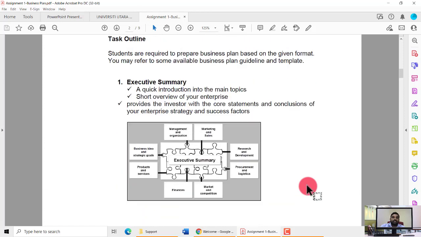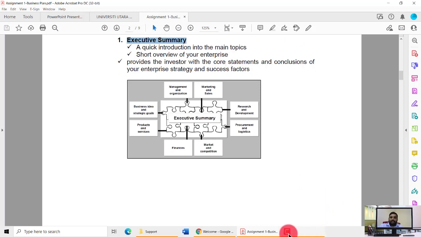In your assignment, first, you have to prepare an executive summary of your business: a quick introduction to the main topics, a short overview of your enterprise. It can be a very small business, just selling one product or many products. It depends.